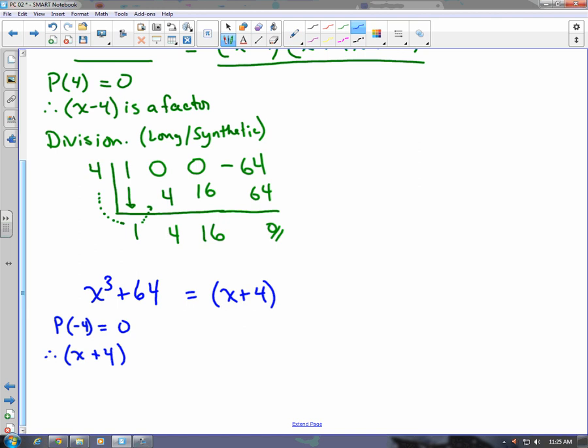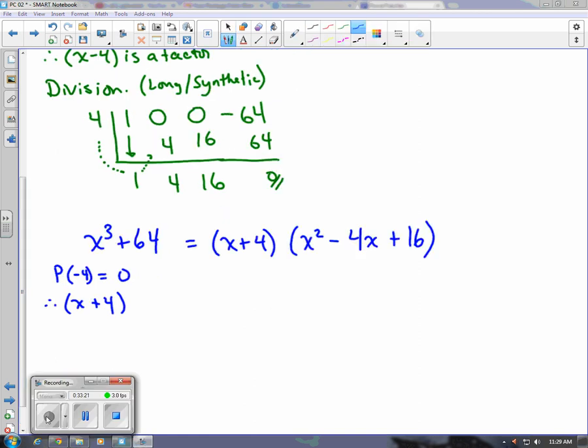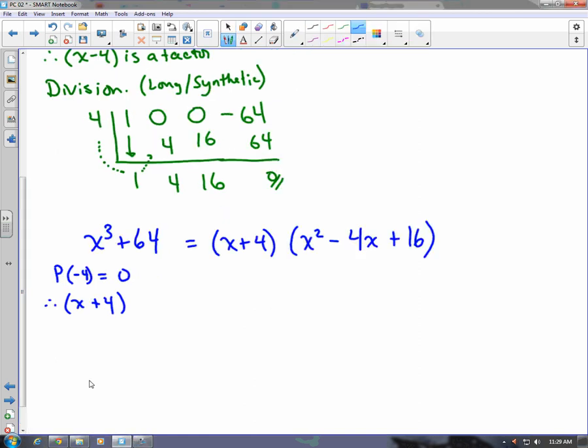So what I want you to do now is use your synthetic division, or long division if you want, and find out what's the partner factor. And then we'll see if we can put something together. So very similar in terms of its long division or synthetic division. You get x squared minus 4x this time and plus 16.